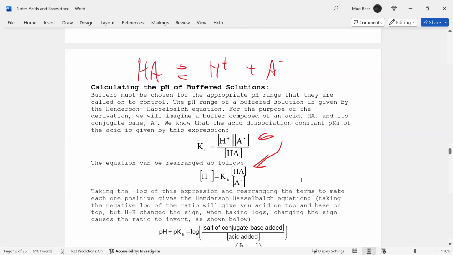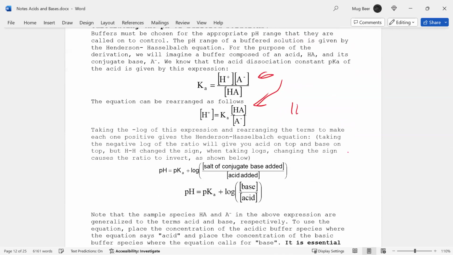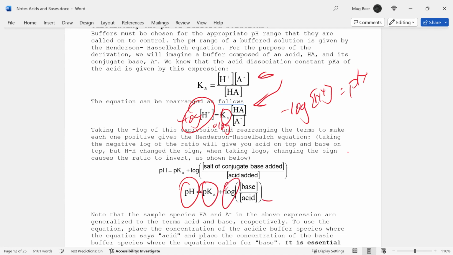Then if I take the log of everything, well, what happens if I take the negative log of the H plus ion concentration? That gives me pH. So if I take the negative log, this first part turns into pH. If I take the negative log of Ka, I get pKa. And then I have the log here, and this is going to be the weak acid's concentration and the salt's concentration. So that's how this works. This is called the Henderson-Hasselbalch equation, and this is how a person creates a buffer.